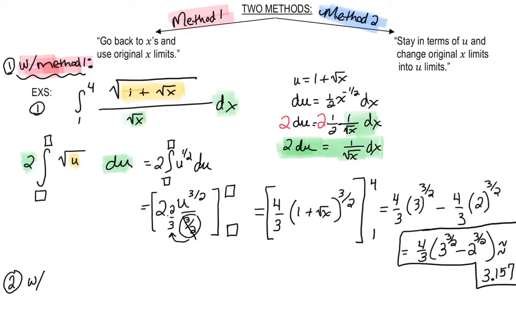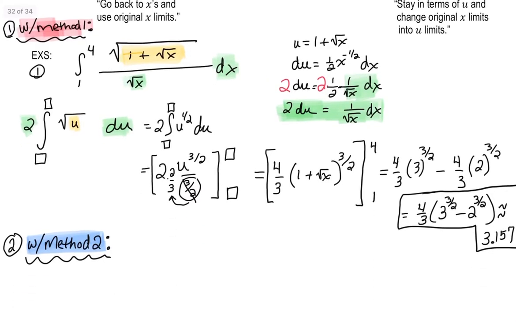So this is going to be a different example, just so we're doing different types of problems along the way. So still honing in on U substitution, right? That's a big deal. So this time we're going to do a definite integral with method 2. Okay, so method 2. Method 2 says instead of going all the way back to x's, you're going to stay in terms of u, but you're going to convert those x limits of integration into u limits of integration.